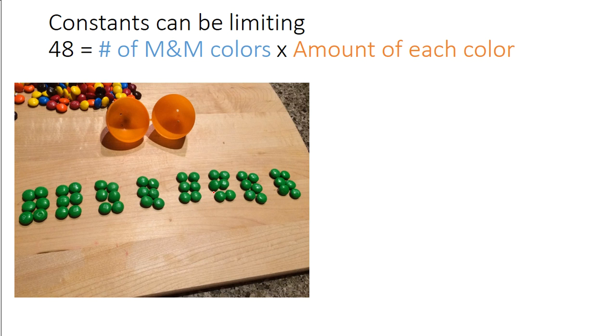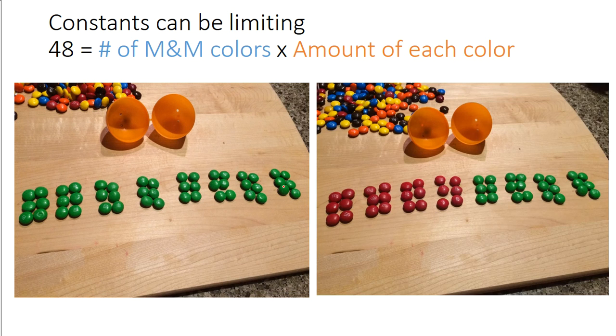And so here we have 48 green M&Ms, and they all fit nicely in that egg. If I wanted 48 M&Ms of two colors, I have red here and now I have green. Each one, I've decreased the amount of each color, right? In here I had 48 green. Now I have 24 green and 24 red. So there's two colors, but now each one is 24. The point being 24 times 2 equals 48. 48 times 1 equals 48.